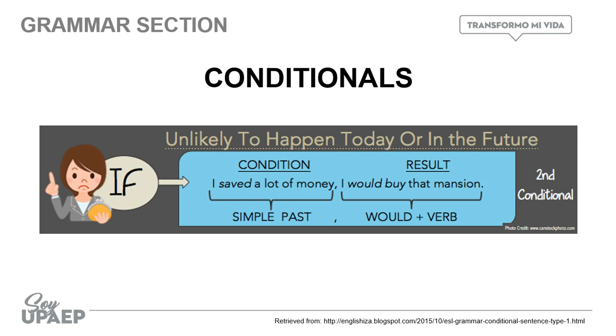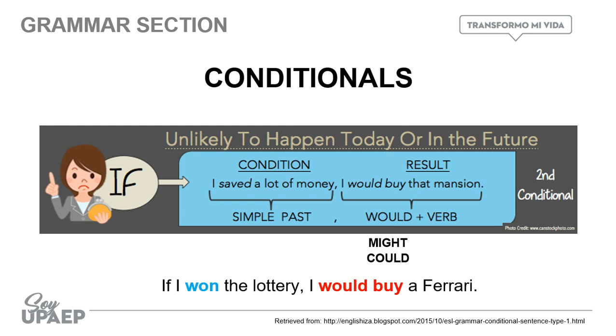Okay, so this is an imaginary conditional. Okay, it's showing the condition and the result. Okay, instead of would, you can also use might, and you can also use could. Here is another example. If I won the lottery, I would buy a Ferrari. And I ask you, how many possibilities do I have to win the lottery? Okay, that is very unlikely to happen. But if I won the lottery, then the result, I would buy a Ferrari.